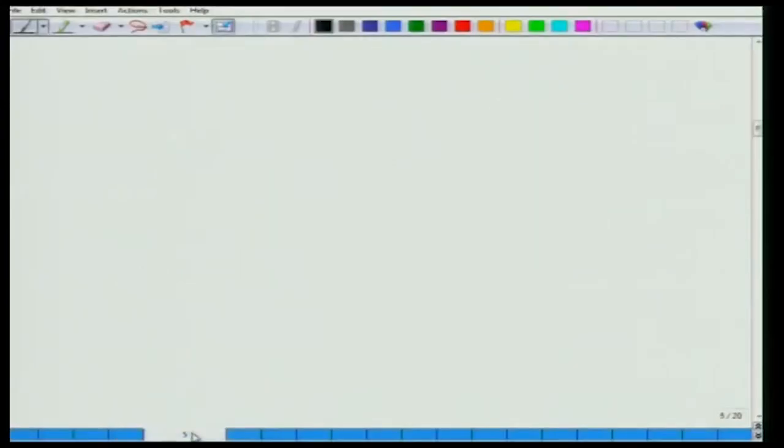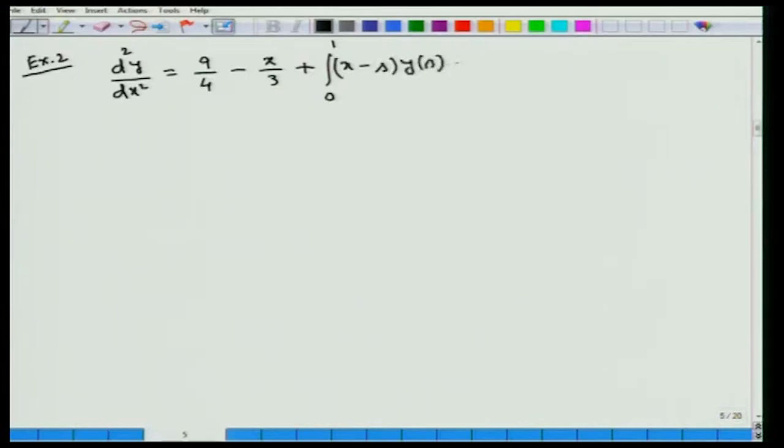Next, we consider another example of this type of equation, which is given by d2y/dx2 is equal to 9 by 4 minus x by 3 plus integral 0 to 1 (x minus s) y(s) ds with y(0) equal to 0 equal to y dot(0). So, here we are considering k(x, s) is x minus s.